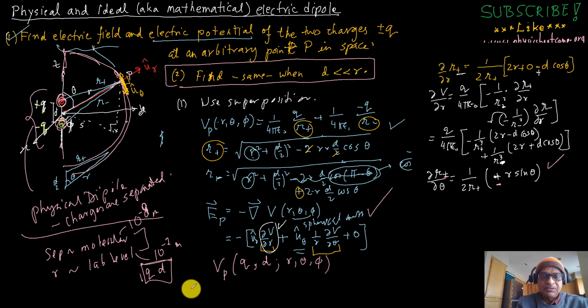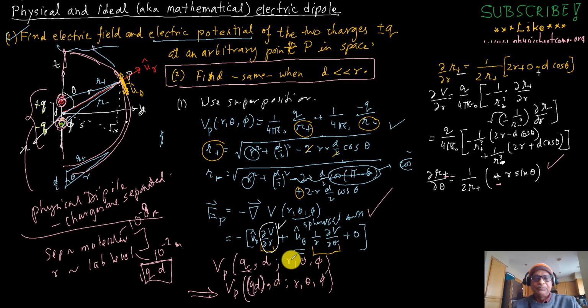So instead of this, we want V at P as a function of Q times D, and maybe it depends on D, but Q has to be written as a combination of Q D, R, theta, phi. And this QD, how do we think of this? This QD as a new quantity. We call it the electric dipole moment. And so let me erase and discuss a little bit more. Okay.